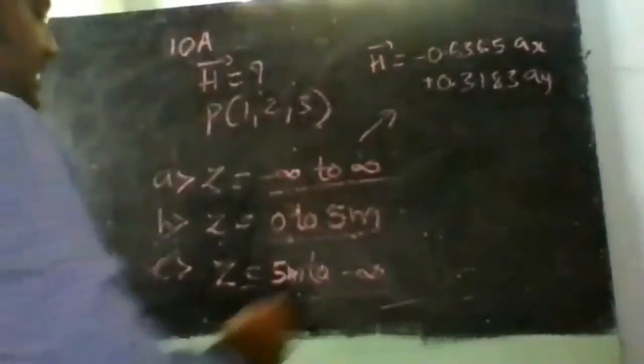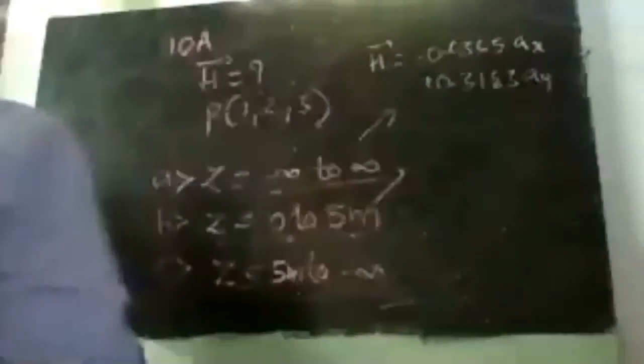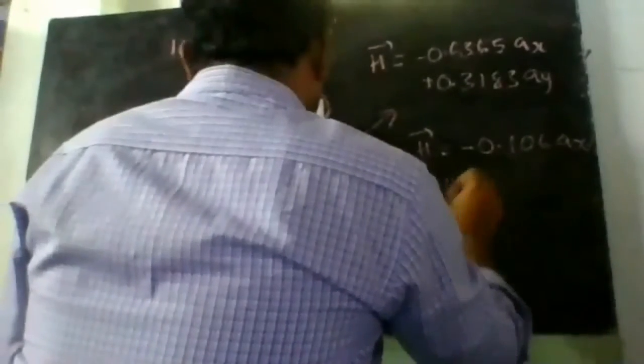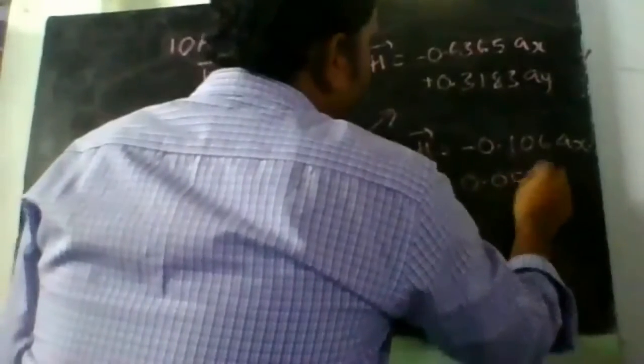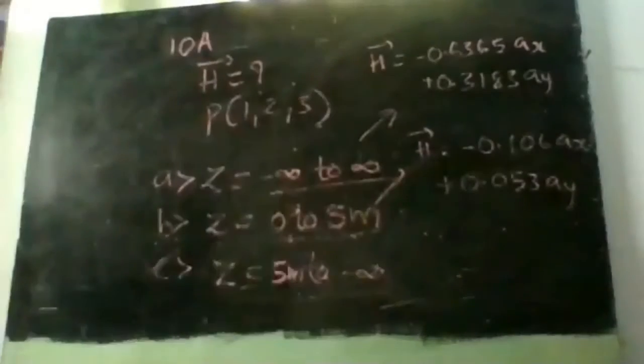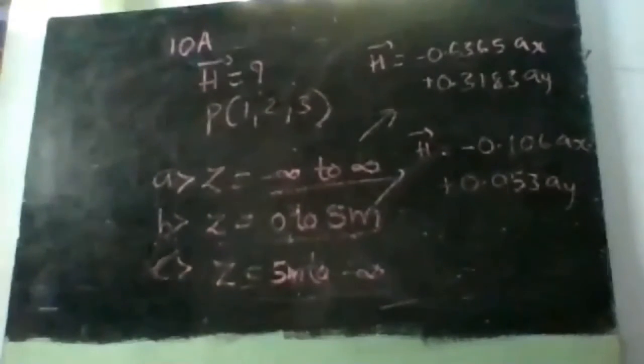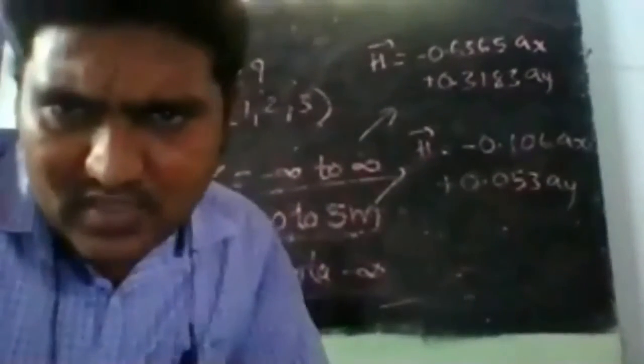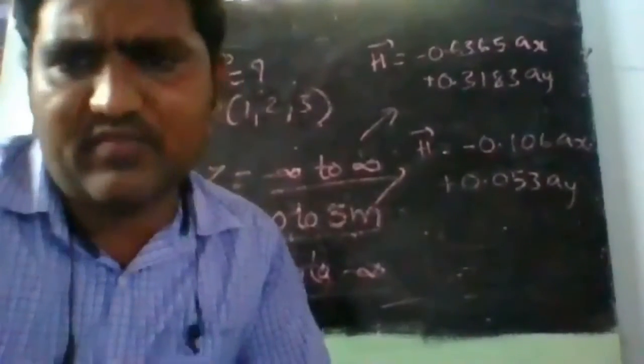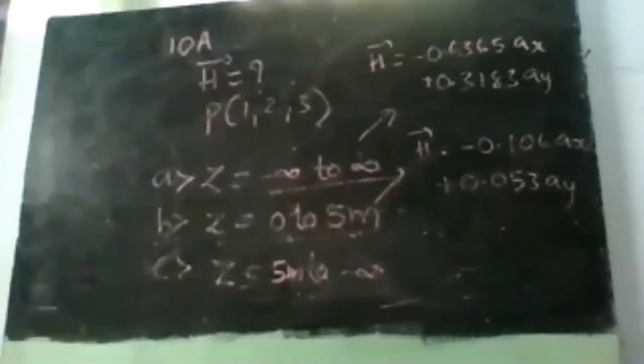Similarly, in the second case, that is in the finite conductor case, H bar will be equal to minus 0.106 aX plus 0.053 aY. Okay, so these are the values of H bar in those two cases. Now, I have given you the problem, and I have also given you the solutions. You can verify, you can solve the problems and cross verify.